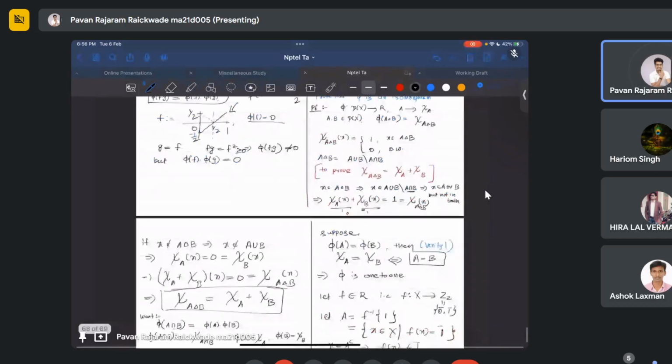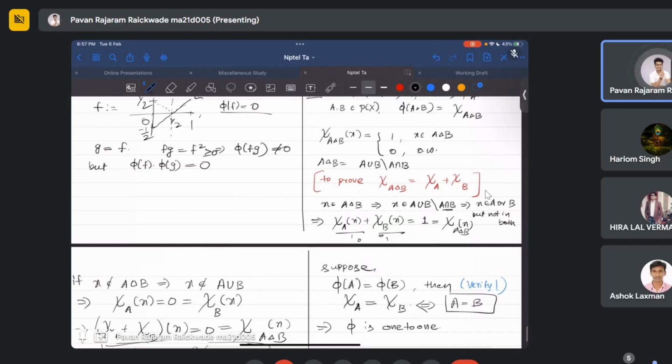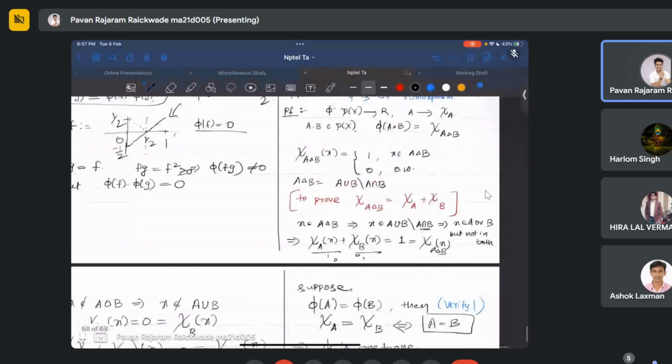See, under homomorphism, what do I have to show? Phi of A plus B, where plus is the operation of your power set of X. That is, phi of the symmetric difference of A and B should be the same as phi of A plus phi of B. So what is phi of the symmetric difference? It is the characteristic function of the symmetric difference, which is 1 if x is in the symmetric difference, 0 otherwise.